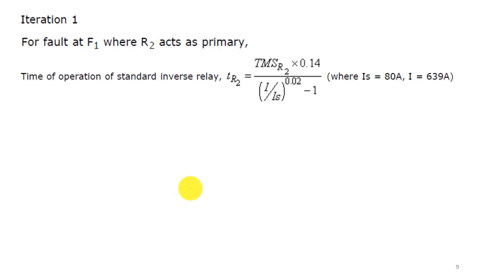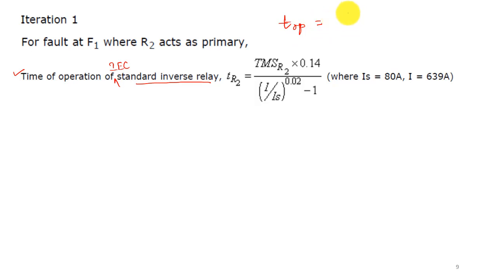So therefore let us start with iteration 1. For fault at F1 where R2 acts as primary, already we have seen that for fault F1 R2 acts as the primary relay, and for that let us find the time of operation using the standard inverse relay characteristic. This is the IEC standard inverse relay characteristic, right? The formula is TMS into 0.14 divided by the plug setting multiplier to the power 0.02 minus 1. This is the formula for T operating.